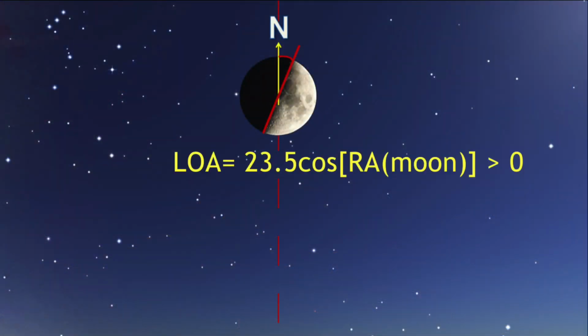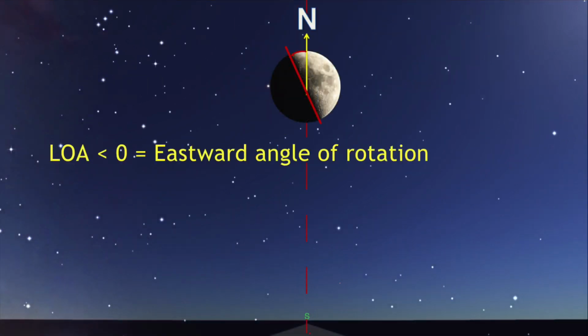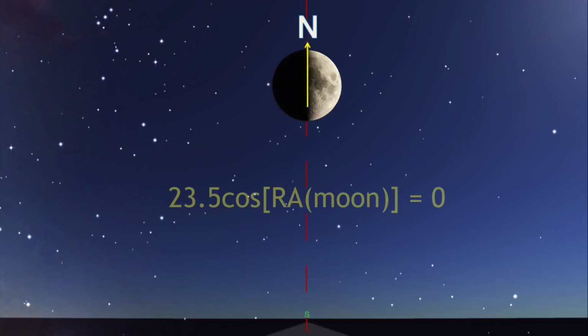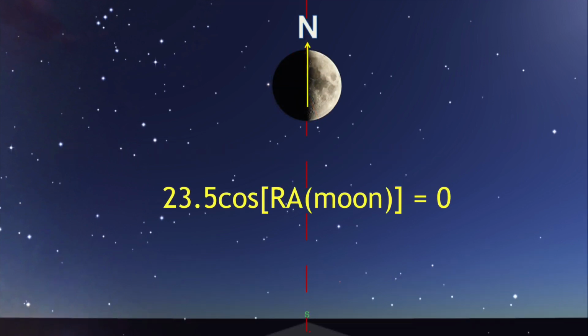Now, because cosine oscillates positive and negative, this is how to interpret the results. When positive, this corresponds to an angle rotated west of north, while the negative value corresponds to a rotation east of due north. Obviously then, 0 degrees means the lay of the shadow at the meridian will be aligned with north.